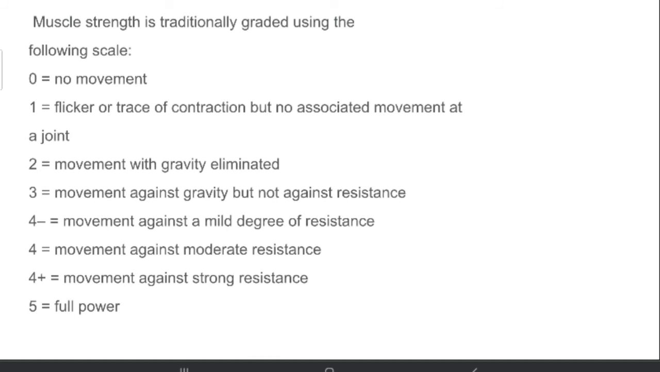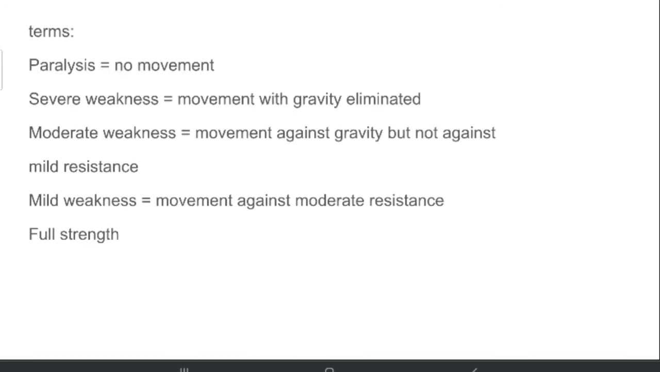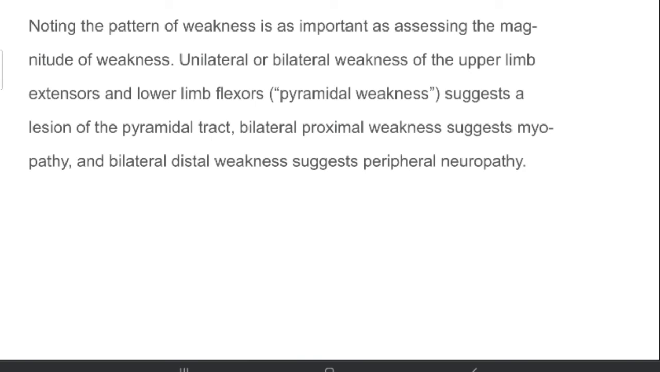So what is the importance of these things? After examining the patient, we have to simplify it and define the terms. If there is no movement, we define it as paralysis. Severe weakness means movement with gravity eliminated. Moderate weakness means movement against gravity but not against mild resistance. Mild weakness means movement against moderate resistance, and if the grade is 5, then we can say this is full strength.